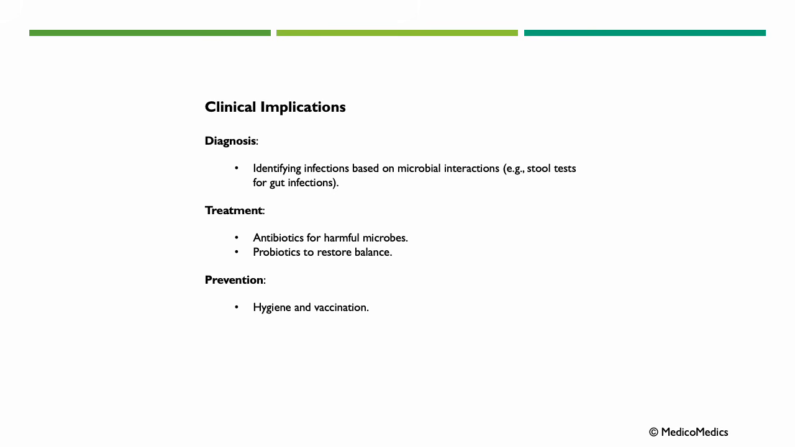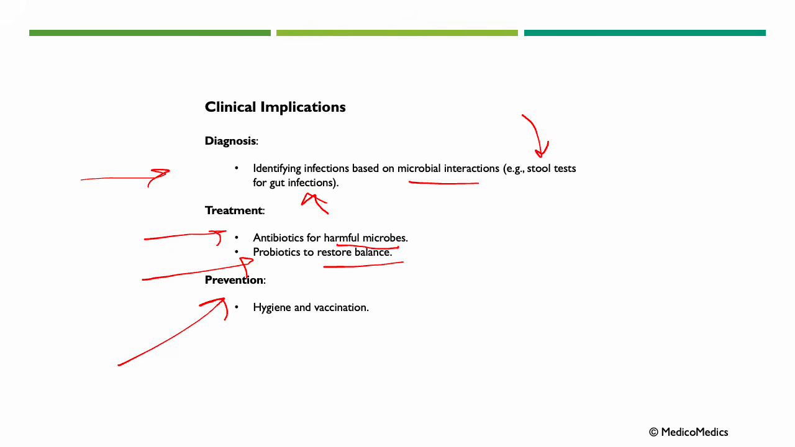Now, briefly, some clinical implications then. Diagnosis. So, identifying infections based on microbial interactions, like stool tests for gut infections. Antibiotics for harmful microbes. We use probiotics to restore balance. And of course, a key way to prevent all of this is vaccination and hygiene. So antibiotics would fall under treatment, more specifically. Probiotics would fall under preventive measures.